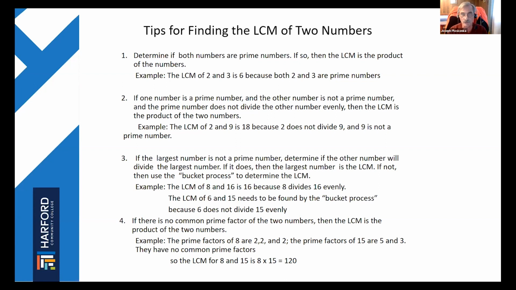Also, if one number is a prime number and the other is not a prime number, and the prime number doesn't divide evenly into the other number, then the lowest common multiple is the product of the two numbers. For example, if you're adding 1/2 and 1/9, then the common denominator has to be 18.